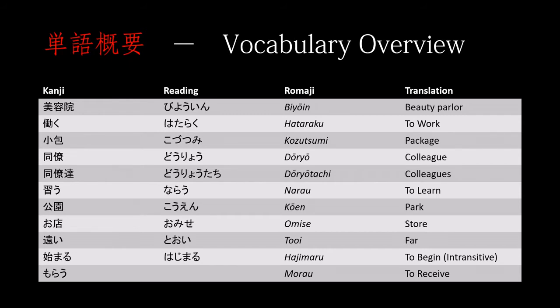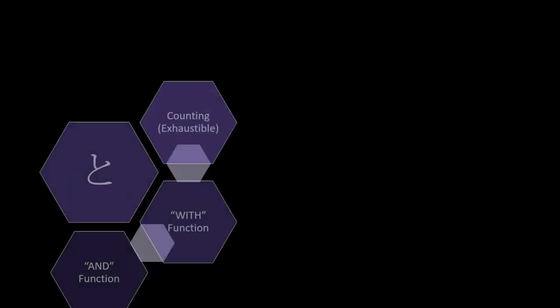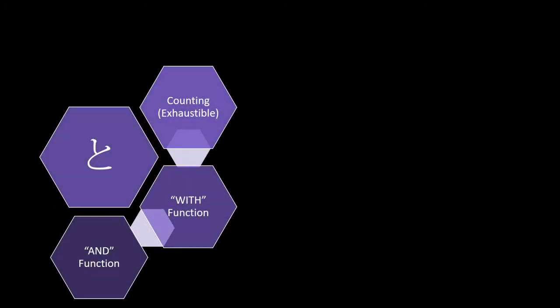Alright, are we ready? Okay, now we are moving on to our first particle. Our first particle in today's video is to, whose usage is fairly simple. When attached directly after the noun, it acquires the English meaning of and or with, depending on the context in which it is used. However, when to is used as a conditional, the usage is a bit more complicated, but it is a topic for a future video to cover.